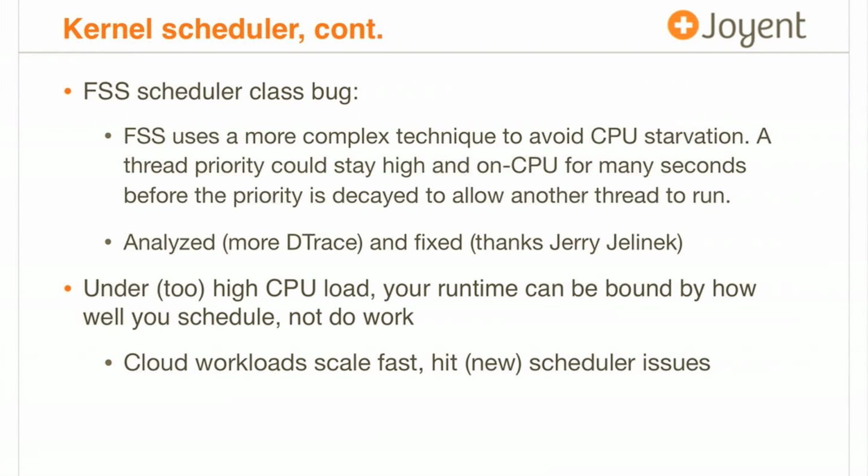It was a scheduler class bug, and Jerry Jelinek fixed that, and he'll be giving a talk later. It was analyzed using more DTrace. Under too high a CPU load, your runtime can be bound by these sort of scheduler effects. And so we were able to go into the kernel scheduler and identify it. This is a nice example because things like this happen. People tend to think that the operating system is a solved problem, but with cloud workloads, people are running crazy new things all the time, and there are new issues for us to go and solve. That one required the operator of the cloud to debug.